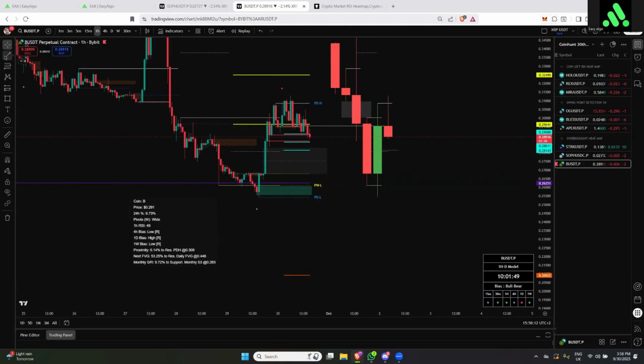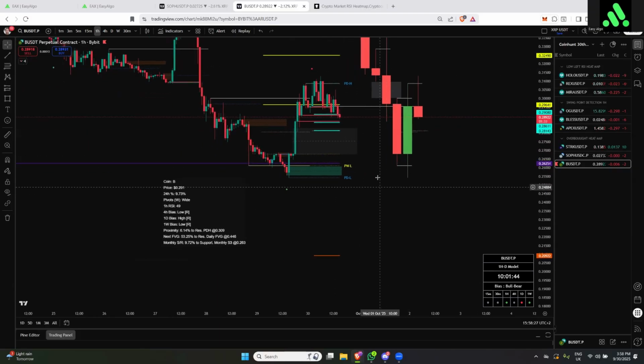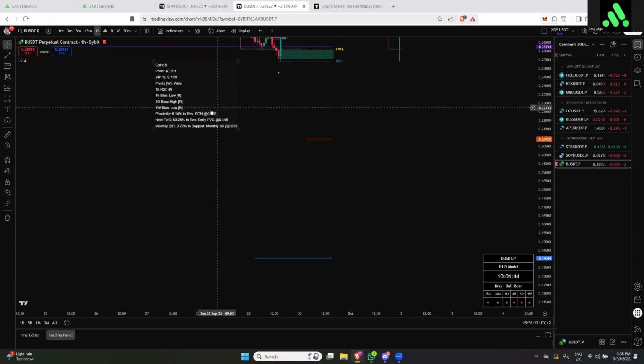So if you wanted to find an entry, I think you would need to just have a look to see exactly, for instance, price over here, how it responds. Does it just break it and close above? If that's the case, then you can obviously look for continuation to the upside. If candles start breaking below it, then you can expect it to move more to the downside.